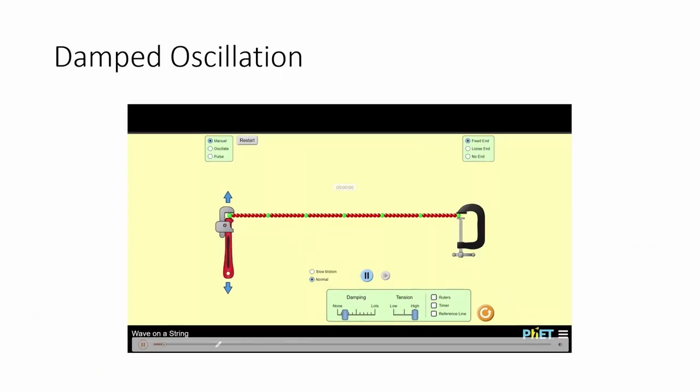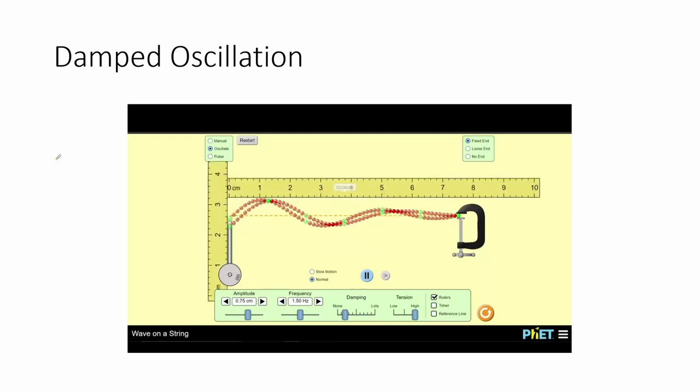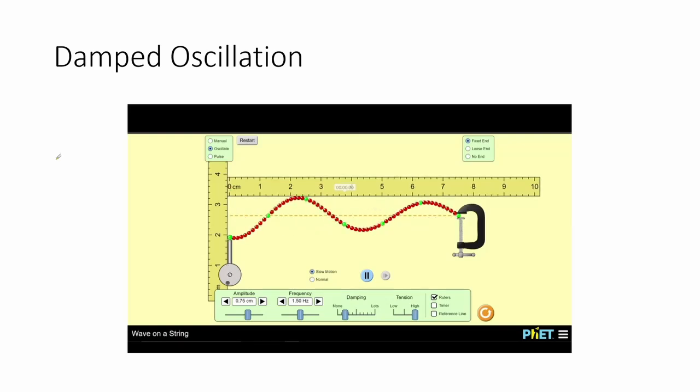Here we have a wave on a string simulation from PhET. Here we can see the effects of the quantity called damping. With the string under low damping, we see that it behaves like a regular wave with its amplitude very similar in terms of height. However, with a large damping quantity the wave behavior changes, and this is noticeable by the decrease in its amplitude.